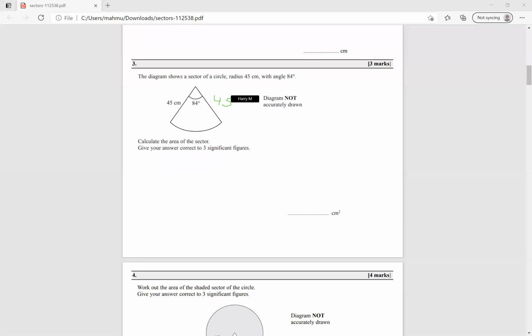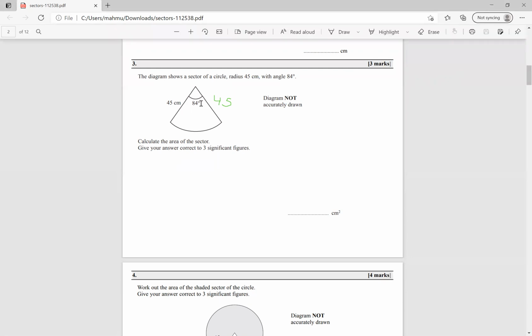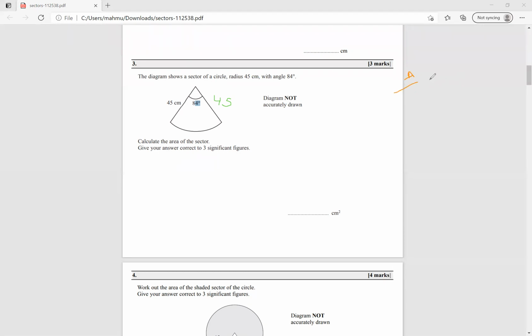Should I do the same thing? No, listen, they're not asking for perimeter this time. They're asking you for the area. Do I do the same thing? So 84 divided by 360. But this time you use a different formula. So you'll do the same thing again, first part. So you do angle over 360.